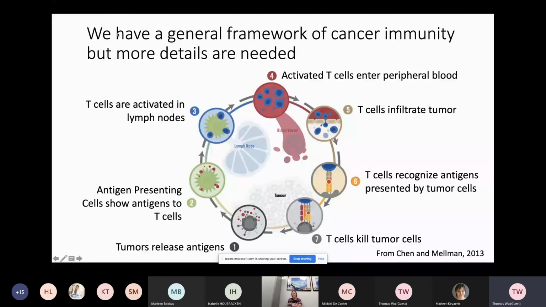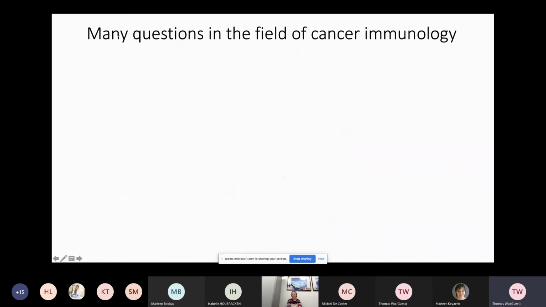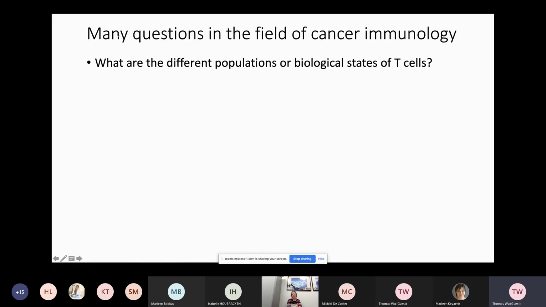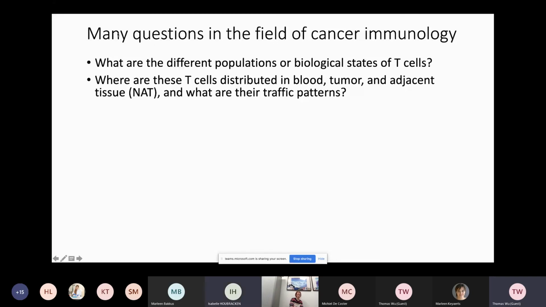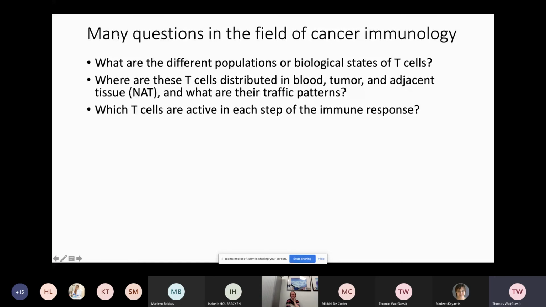And these details are very critical for our understanding of cancer immunology. So some of the questions, of course, that we could ask about that framework are, what are the different types of populations of T cells? Here on the previous slide, we just showed one type of T cell, but we know there are many types. And with single cell technology, we can understand that better. And then how are these different T cells distributed in the blood and the tumor and the normal adjacent tissue, the NAT? And what are their patterns? How do they flow from one to another? And which cells are active in each step?